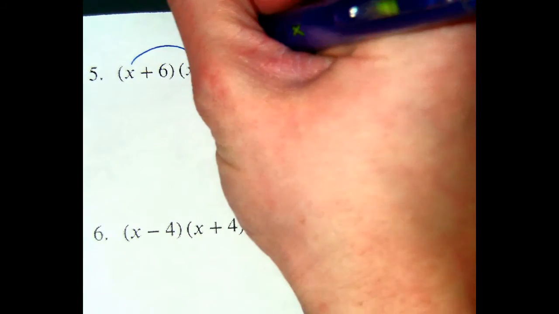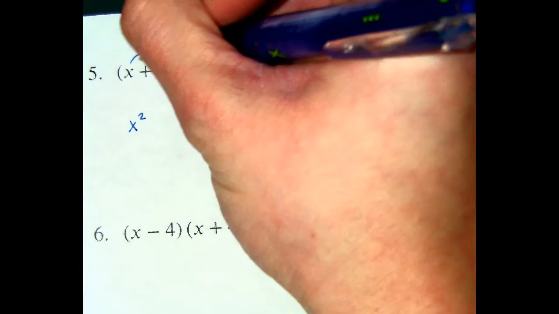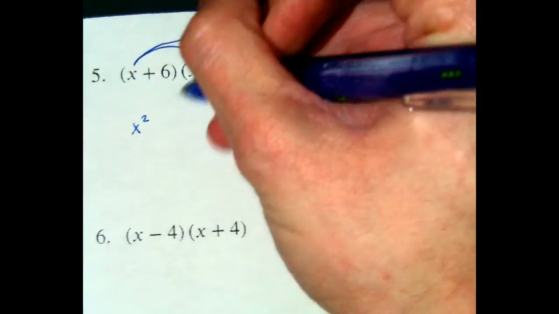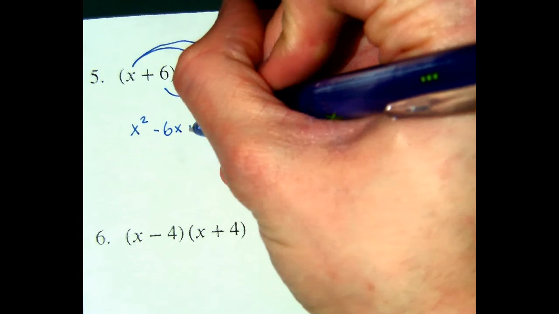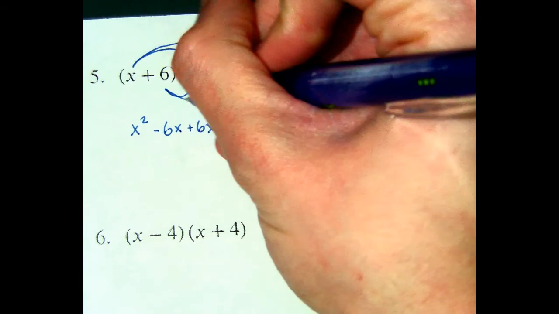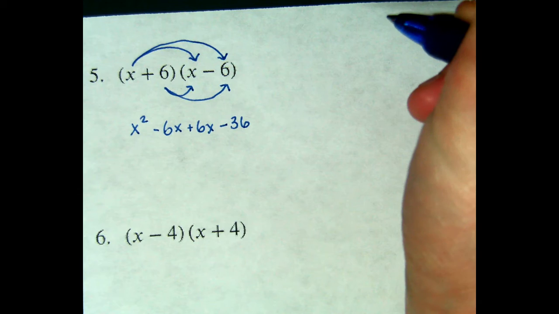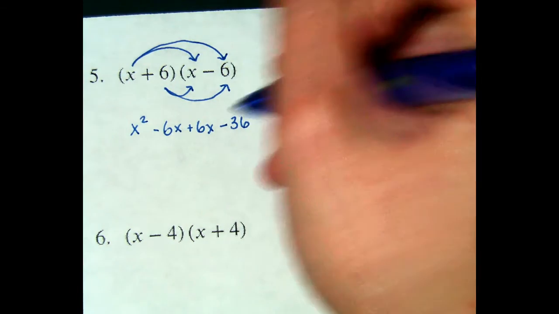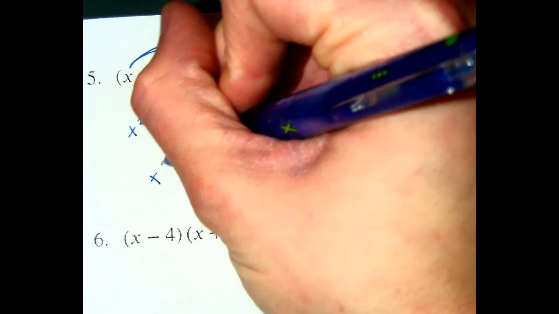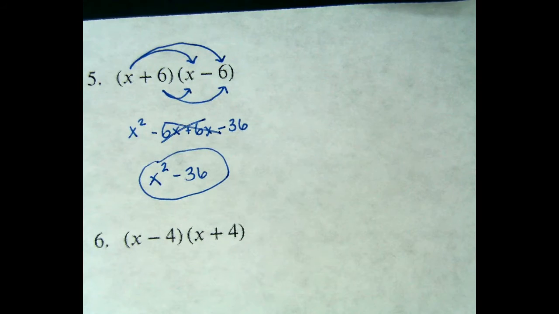Distribute, just like what we've been doing forever. X times x. X times negative 6. 6 times x. And 6 times negative 6. Do I have like terms? What are they? In the middle, what happens? X squared minus 36. There is a trick for this, but I'm pretty sure you'll notice it. Let's do number 6.